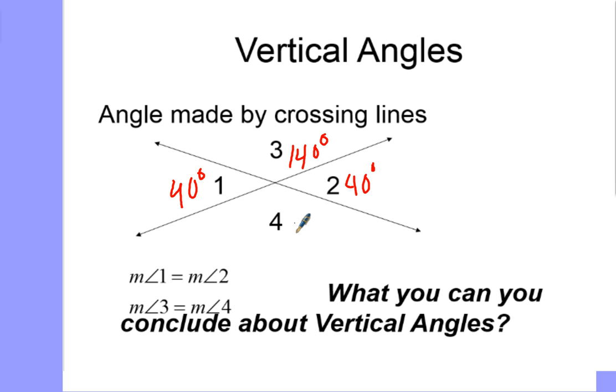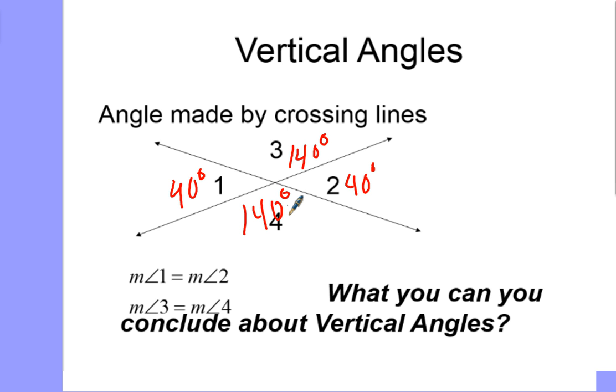Are you noticing a pattern? If 1 and 4 form a straight line and 1 is already 40 degrees, then 4 has to be 140 degrees as well as 3. So since they are equal in measure, this is the key thing to realize, is that the vertical angles are congruent. Vertical angles are congruent.